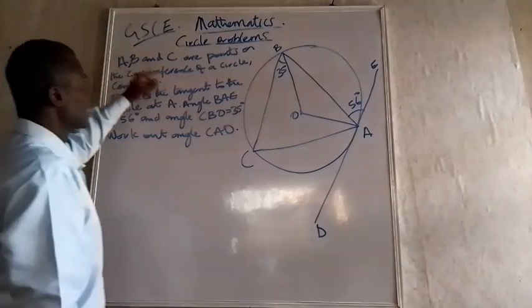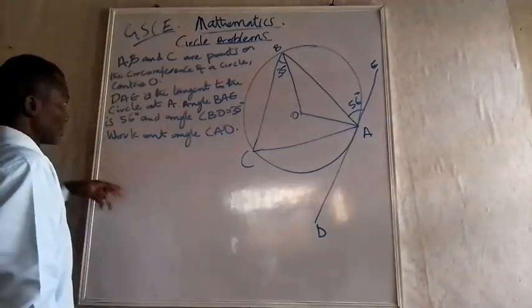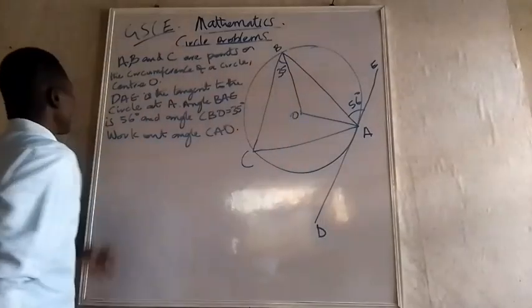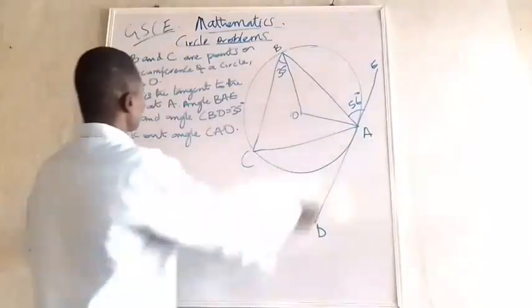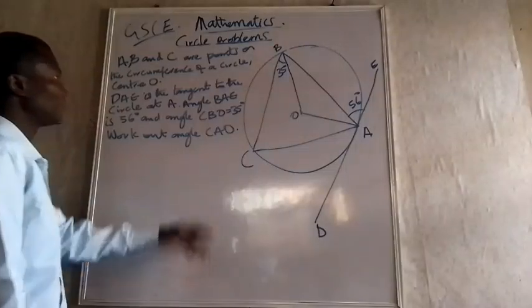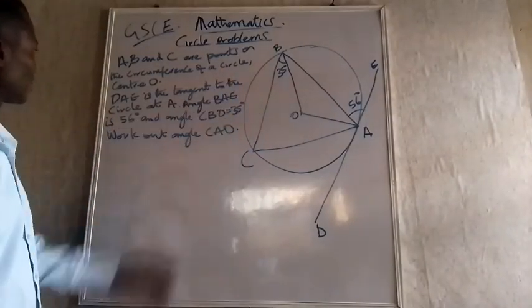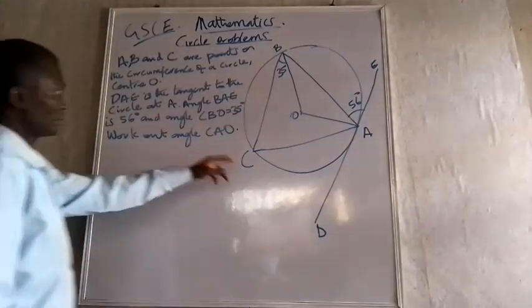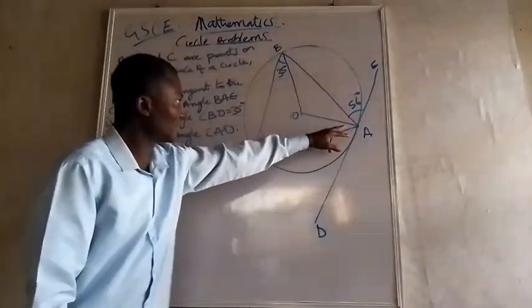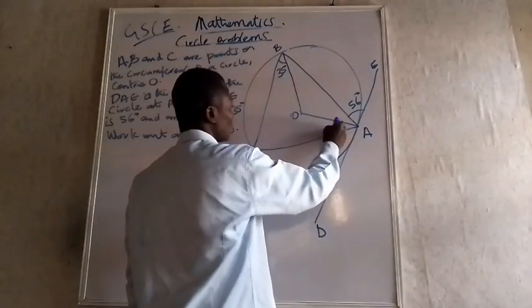A, B, and C are points on the circumference of a circle, center O. DAE is the tangent to the circle at A. Angle BAE is 56. Work out angle CAO. This angle is where you want us to find x.